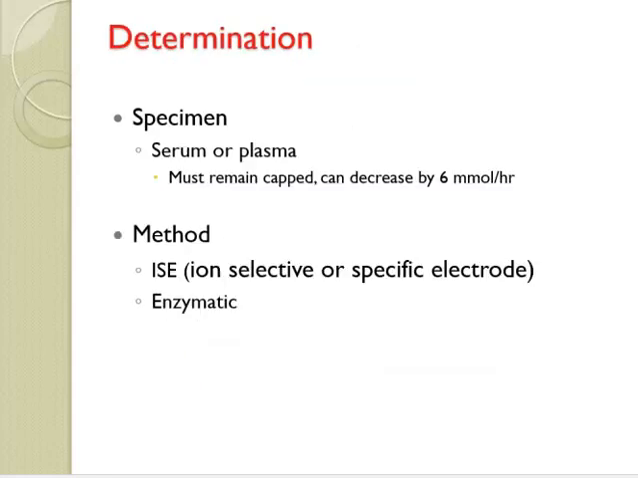For determination, our specimens for bicarb include serum or plasma, and these samples must be capped and remain capped because they can decrease by 6 millimoles per hour without the cap on the tube. The method for the determination is our ISE method. It's the one that's used most often, but we can also use enzymatic methods for testing.